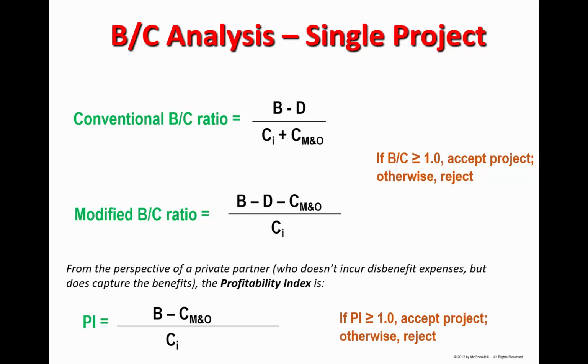One last formula that we're going to use in calculations like this is, sometimes projects are undertaken in a partnership between a private partner and the municipality. And so a private partner, the group that's undertaking the project, if they are going to be operating the project on behalf of the public, then they're kind of insulated from the disbenefits. So you'll notice that here in the profitability index, the disbenefits are not included.